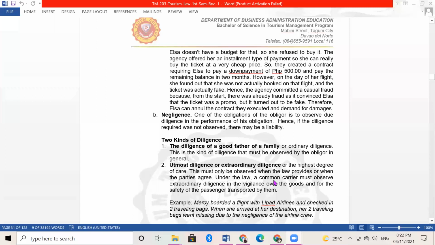Next is solidary obligation. In this obligation, each of the debtors is liable for the entire obligation, and each of the creditors is entitled to demand the satisfaction of the whole obligation from any or all of the debtors. Next is alternative obligation, and the last is facultative obligation.